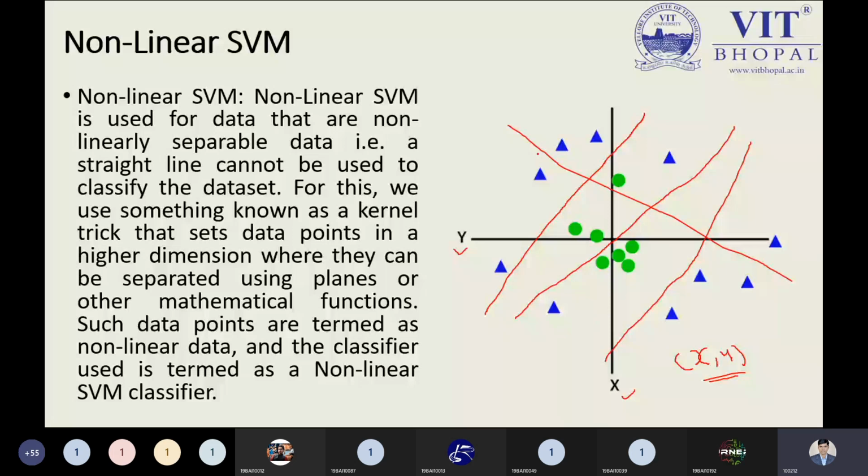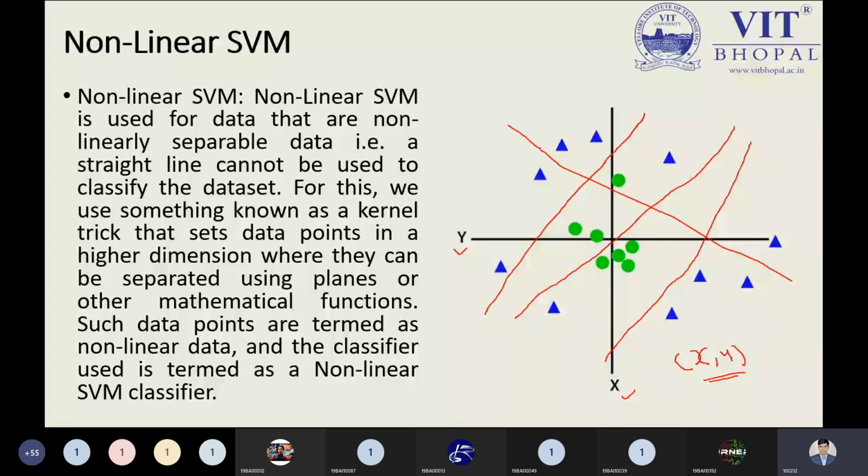In the non-linear SVM, the data is used for non-linear separable cases. That is the point you need to keep in mind. In the linear SVM, we have linearly separable data. Here, a straight line cannot be used to classify the data. If you try to use a straight line, it is not possible to separate the data properly.